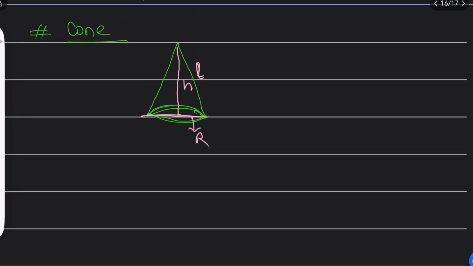Now, if I want the curved surface area, you can say lateral surface area also. Lateral surface area is also known as curved surface area. What is the curved surface area, sir? It is going to be pi r L, right. This is the lateral surface area.